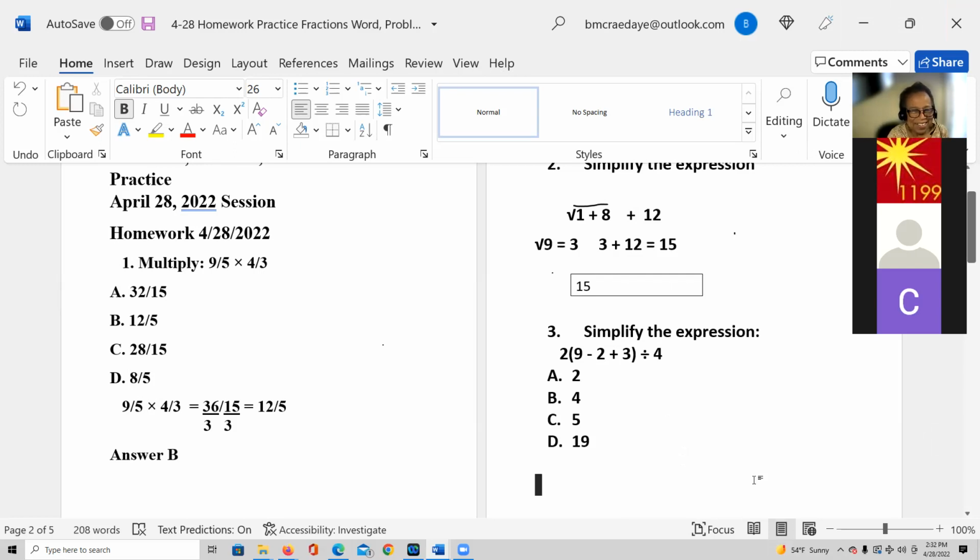All right, let's look at PEMDAS, order of operations. Maureen, do you understand this one? It says 2 times 9 minus 2 plus 3 divided by 4. So PEMDAS, you do the parentheses first. Chastity, what is 9 minus 2 plus 3? 9 minus 2, and then add 3 to that difference. What is 9 minus 2 plus 3?